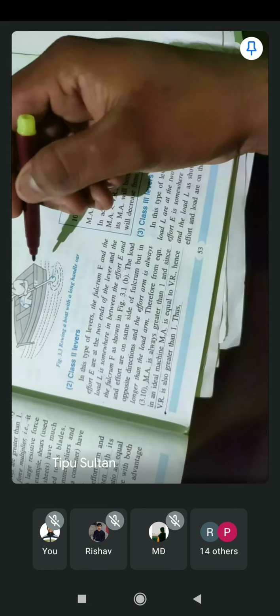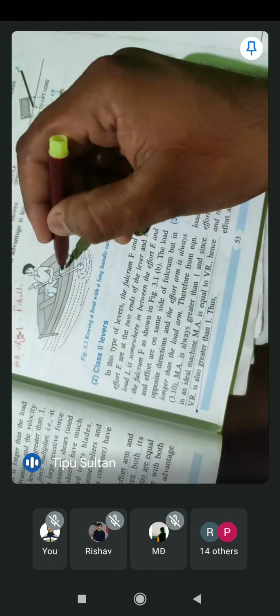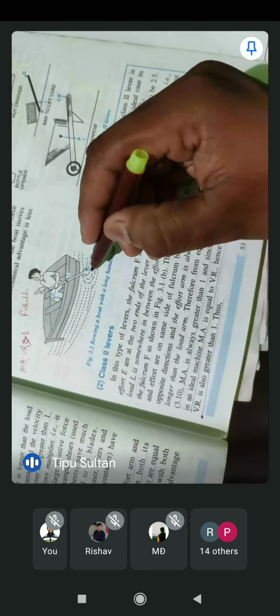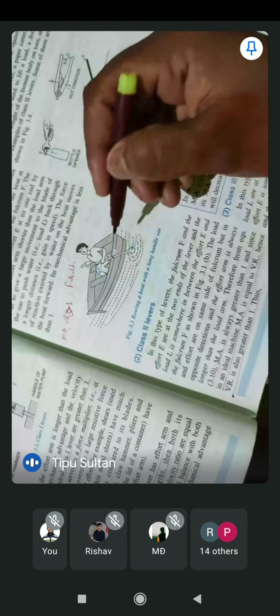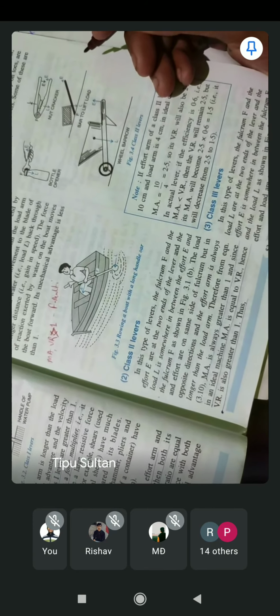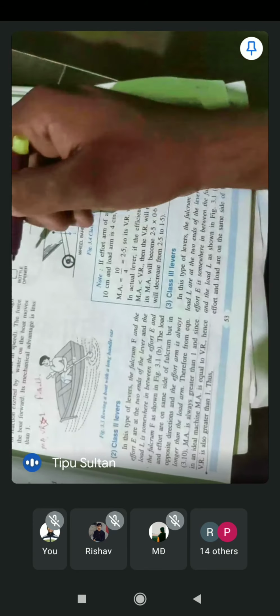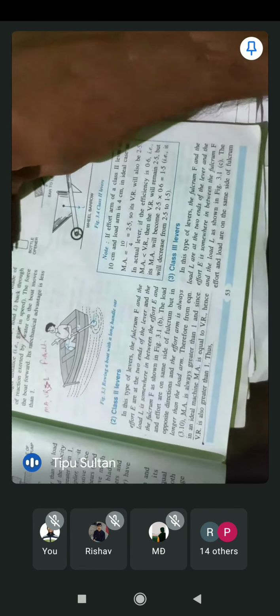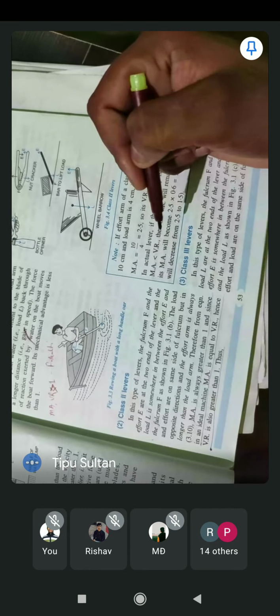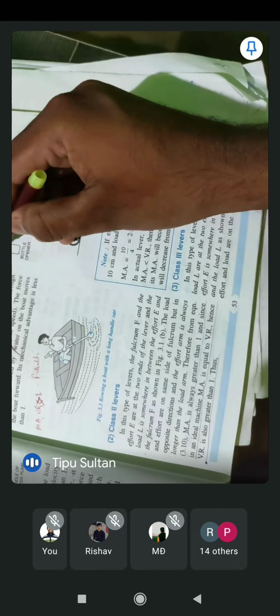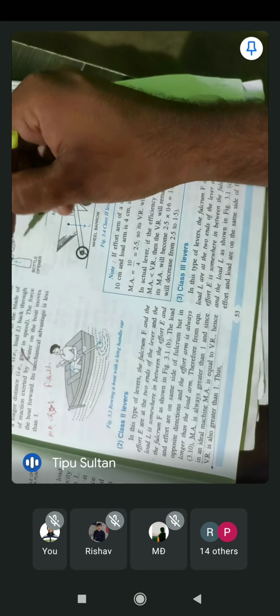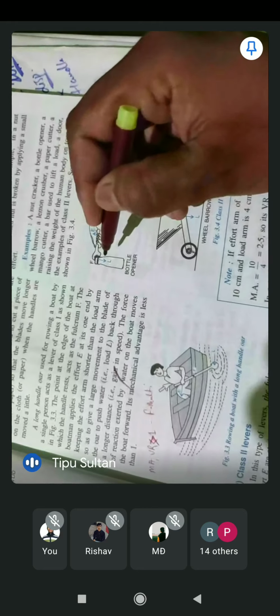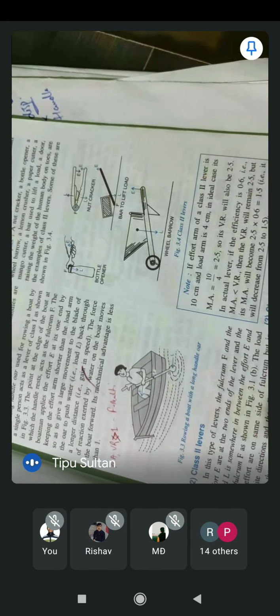Now, rowing a boat with a long handle of oar. Here this will be the fulcrum, this will be the load and this will be the effort. This is also a class 1 type of lever. Now come to the class 2 type of lever. Bottle opener: this is where the rotation takes place, so this will be the fulcrum, just after the fulcrum this is the load, and this is the effort. Load is present in the middle, so this will be the class 2 type of lever.